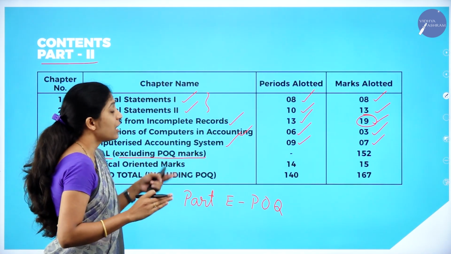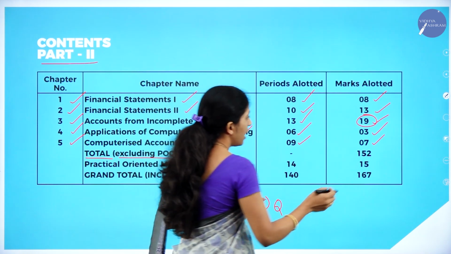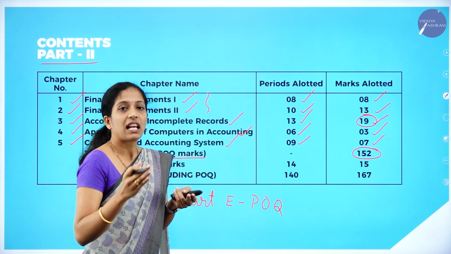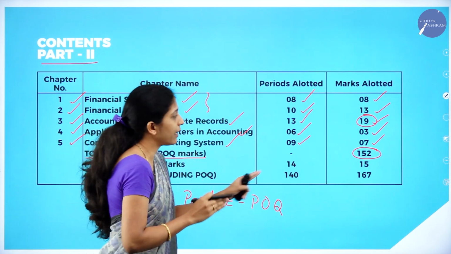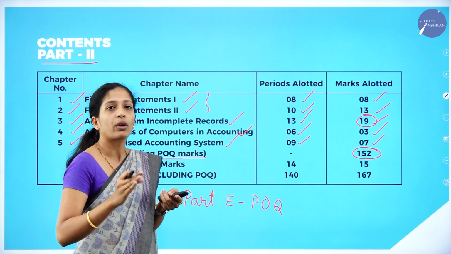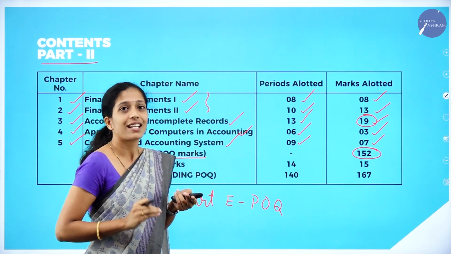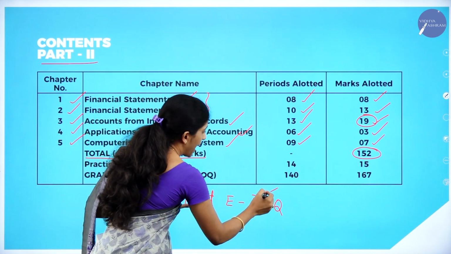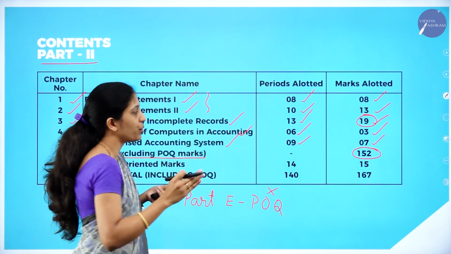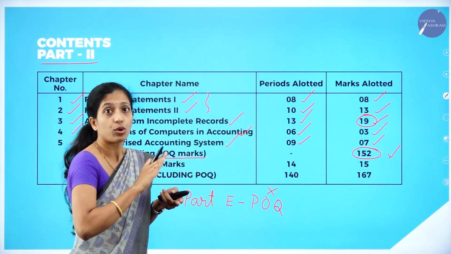the total marks allotted from the part 1 as well as part 2 books is total 152 marks. You may wonder, ma'am, our exam is for 100 marks, so how can you expect 152? That is without practical oriented questions. Your whole question paper will be divided into 5 parts: Part A, Part B, Part C, Part D and Part E. Excluding this Part E, the total weightage of these two books, that is Part 1 and Part 2, is 152. I'll tell you later why it is 152, not 100.